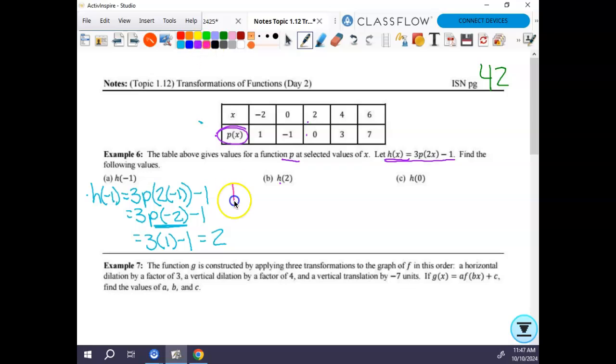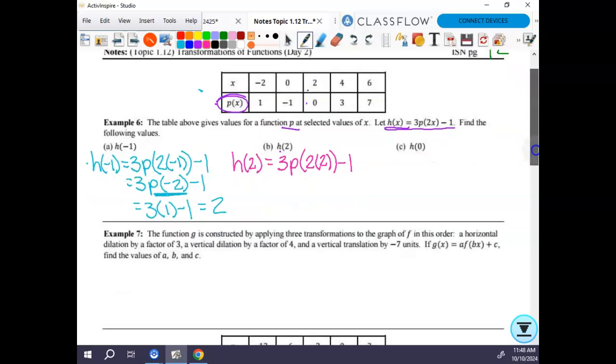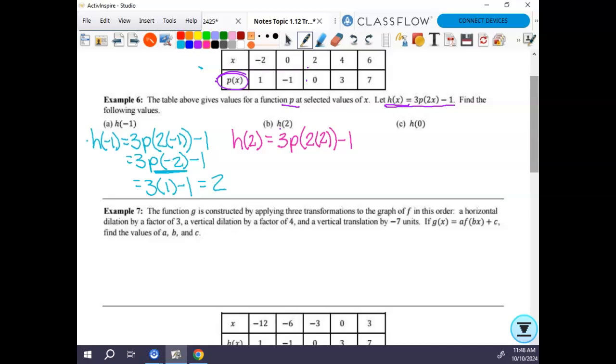So then we're going to find h of 2. That's going to give us 3 times p of 2 times 2 minus 1. So that means that I have 3 times p of 4 minus 1. What is p of 4? 3. So this is 3 times 3 minus 1, which is 8.